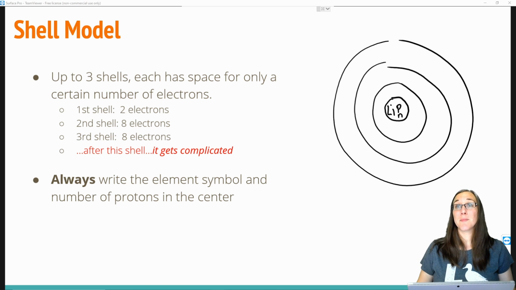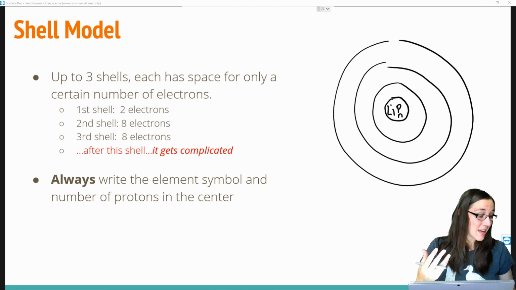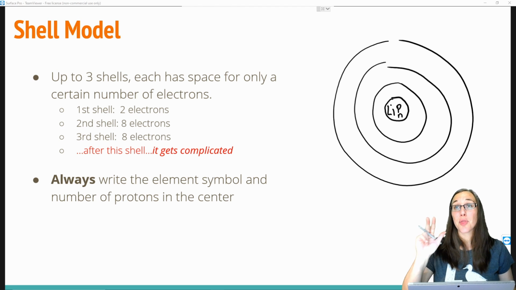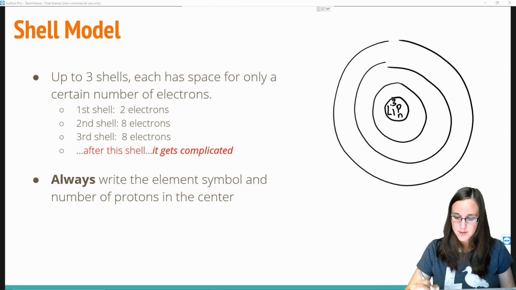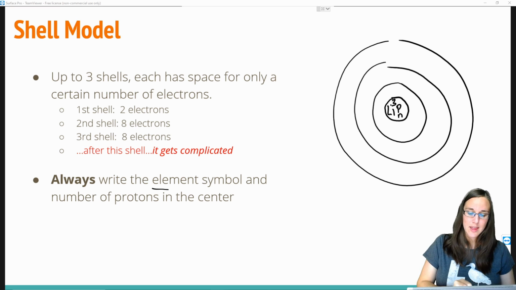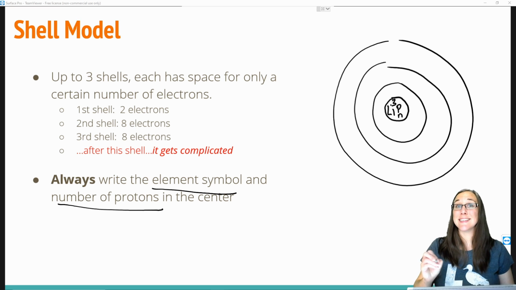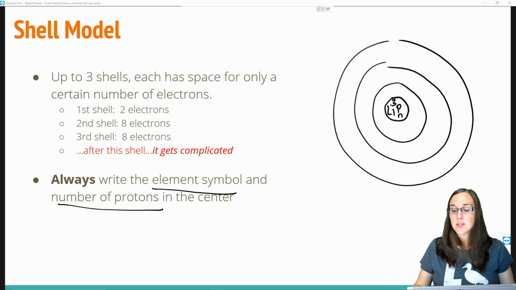Like that. Ta-da! Shell model. Now all we have to do is put in the number of electrons. In this case, lithium is atomic number 3, so 3 protons, right? That's why I wrote the element symbol and the number of protons in the center, so you can kind of keep that in mind. So 3p, 3 protons for lithium in the center in the nucleus.